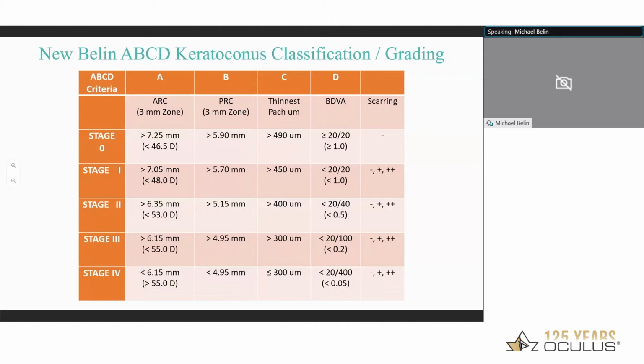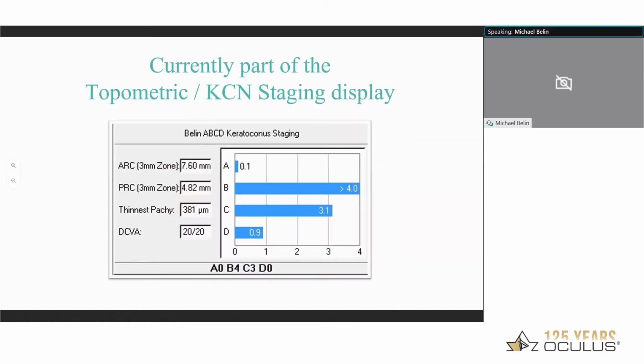And again, the back surface of the cornea, the index of refraction is cornea to aqueous, as opposed to the anterior surface, which is air to cornea. Additionally, we added a stage 0 to more closely mimic the normal eye. If you remember Ambrósio, basically every eye is at least stage 1, which really makes no clinical sense. That classification or staging is now integrated into the topometric keratoconus staging display.